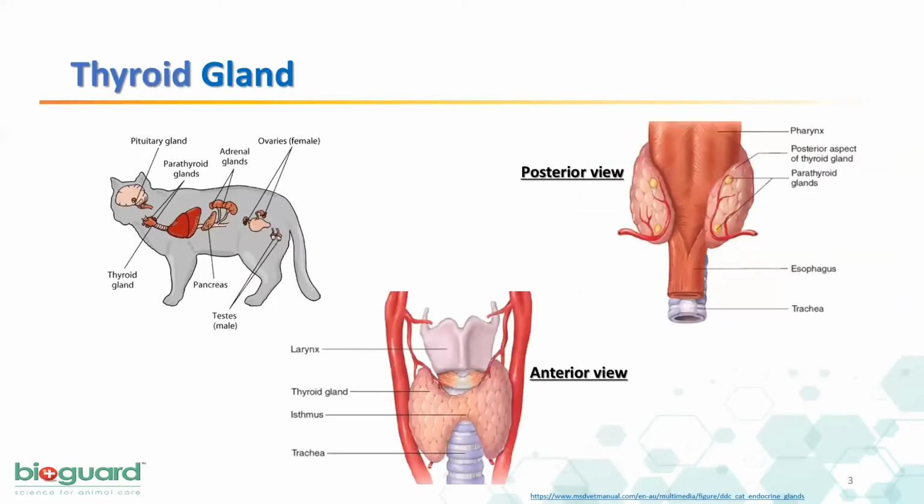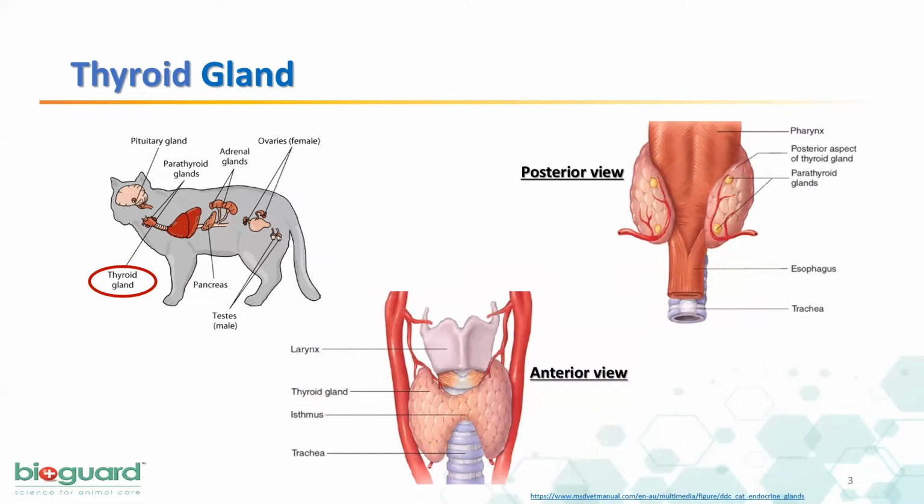So, thyroid gland, as you know, is one of the most important glands present in mammals. As in cats also, this gland is present near the neck region, and you can see the anterior view of the gland, which is usually made up of two lobes, which are connected by a narrow band called the isthmus. The lobes are located on each side of the trachea, just below the larynx.